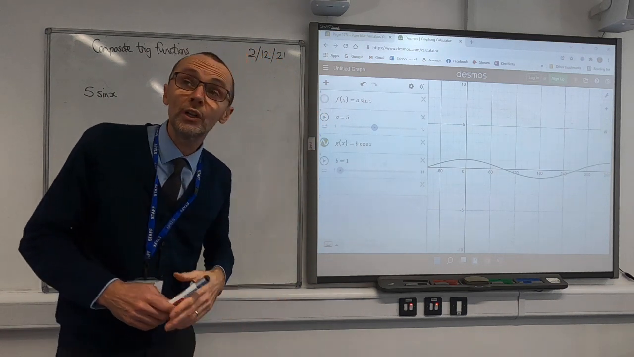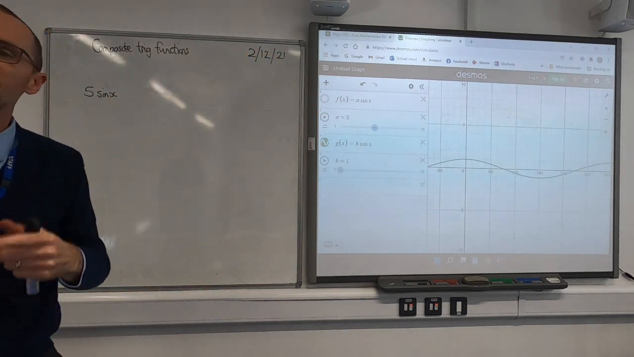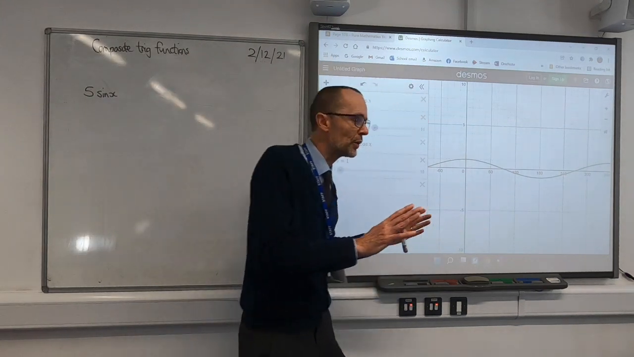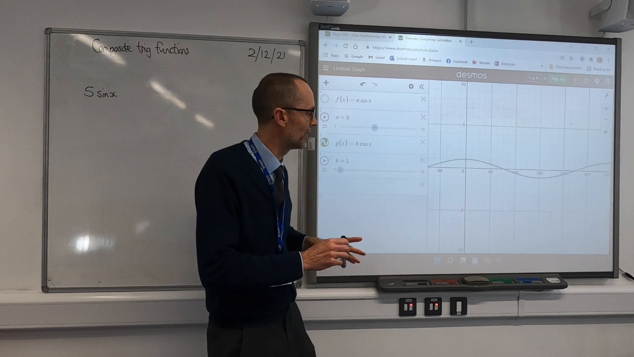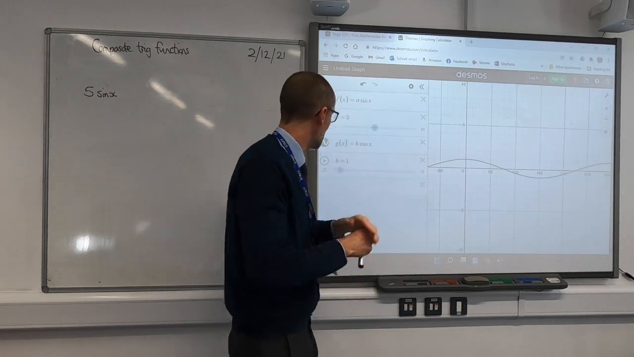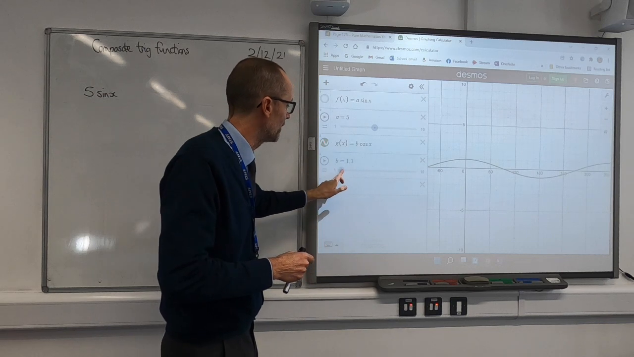This is the graph of cos x. It's the same shape as the sine curve, isn't it? It's just been shifted. You could think of it as a sine curve, which starts here, that's been shifted backwards 90 degrees, and I could multiply that by a number.